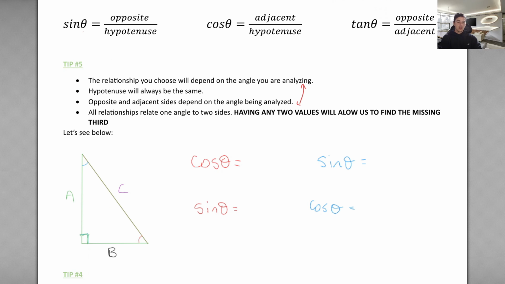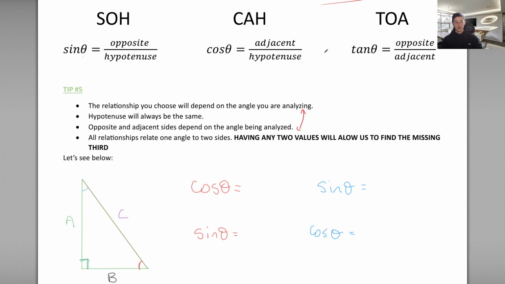So let's do this here. Let's see this triangle, this right triangle. We have the red angle, we have the blue angle, and we have sides A, B, and C. So let's do the cosine of the red angle. First of all, we write Soh Cah Toa. It's already here, so I'm not going to write it.